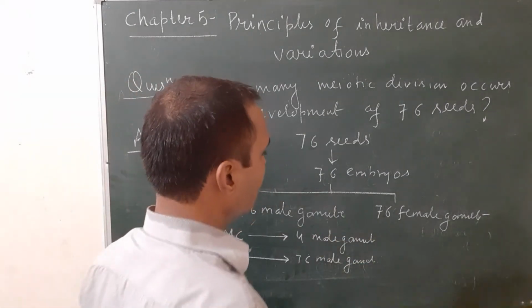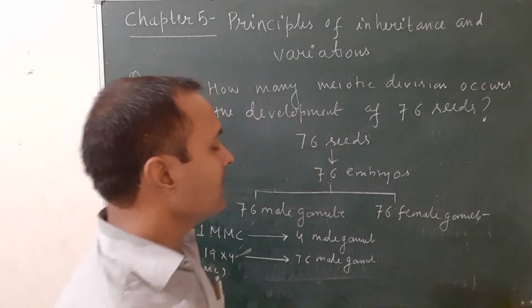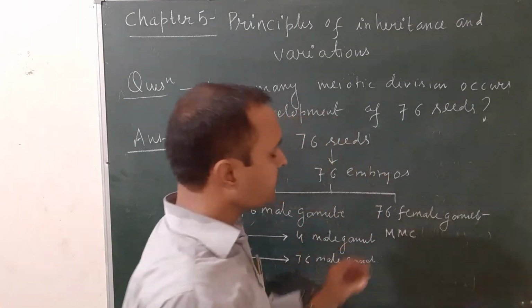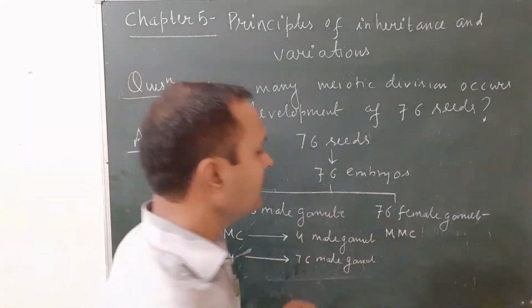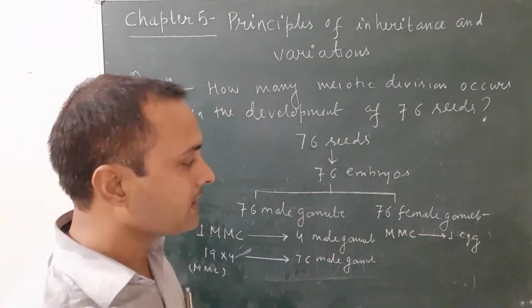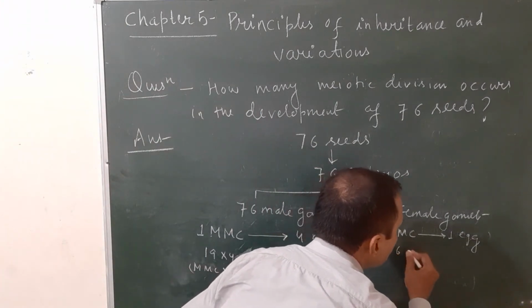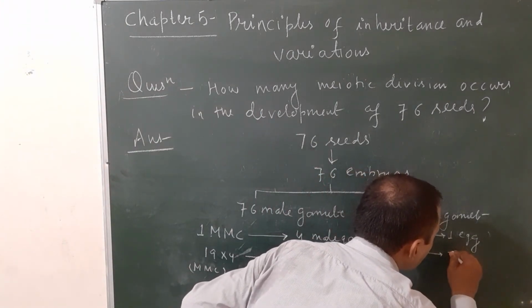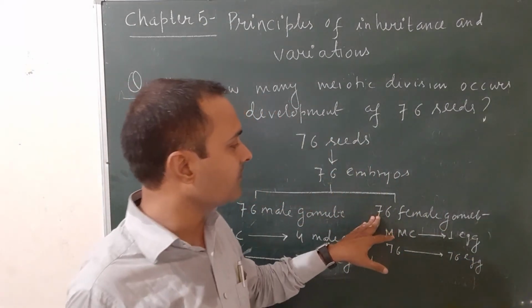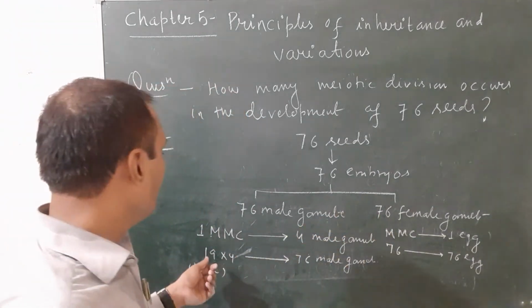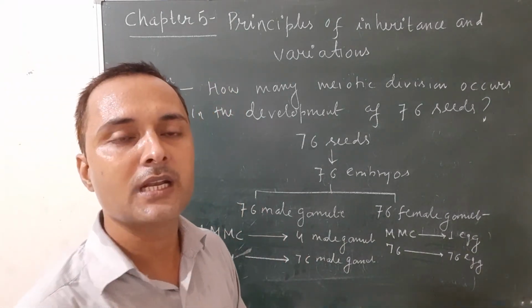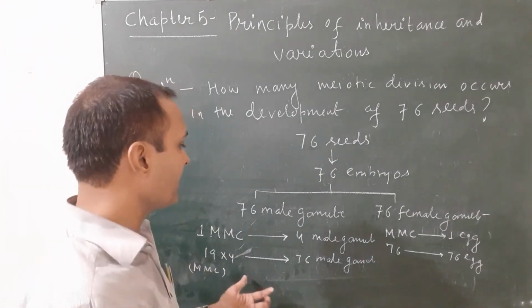Now come to the female side. The ovule is produced from the megaspore mother cell, and each megaspore mother cell after meiotic division gives only one egg, or you can say female gamete. To form the 76 seeds, it requires 76 megaspore mother cells to give 76 eggs. So total meiotic divisions in the formation of female gametes is 76, and here 19. So the total meiotic divisions will be 19 plus 76. The answer will be 95.